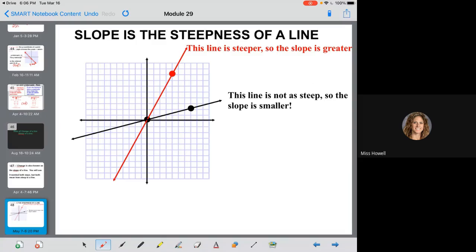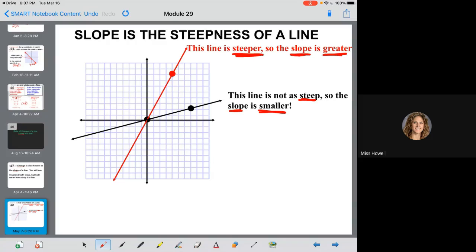So if we look at two lines, we have a red line here and a black line. If we're looking at their steepness levels, this red line is steeper, it's going vertical quicker, which means its slope or rate of change will be greater, or a higher ratio, or a higher fraction. The black line is not as steep, which means the slope or rate of change will be a smaller value when we do our calculations.